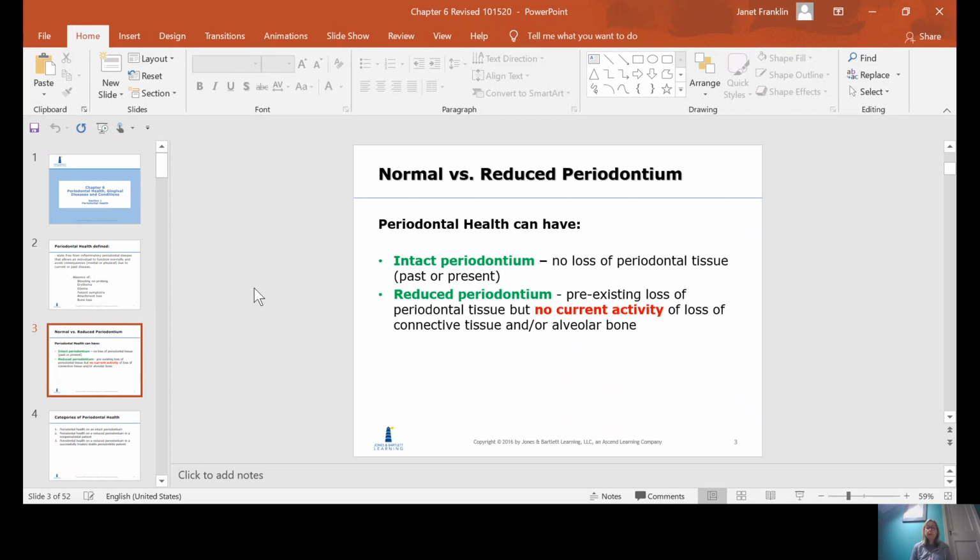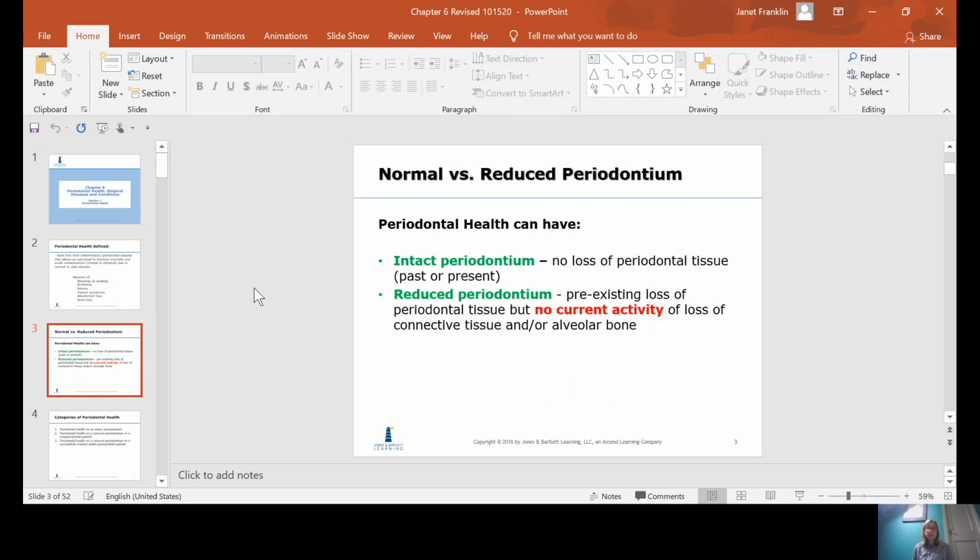An intact periodontium has no loss of periodontal tissue, past or present. If you look at the radiographs, this would be someone like each of you. You look at your teeth and your radiographs and your gingiva, and everything looks perfectly healthy. Your bone levels are where they should be, your periodontal ligament fibers are intact, and your junctional epithelium is at or above the CEJ. Everything is healthy.